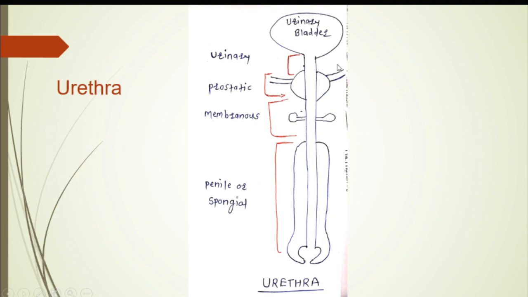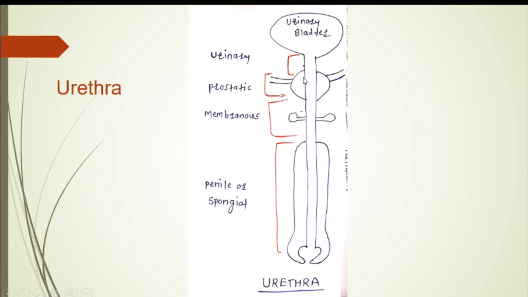The urethra in the human male is divided into 4 parts. You can see this is the first part, called the urinary urethra. This is the second part, called the prostatic urethra. From here to here, this is the third part, called the membranous urethra, and this is the last part, called the penile or spongy urethra. At the end of this urinary bladder, the part of the urethra that is found is called the urinary urethra, and it carries urine only.